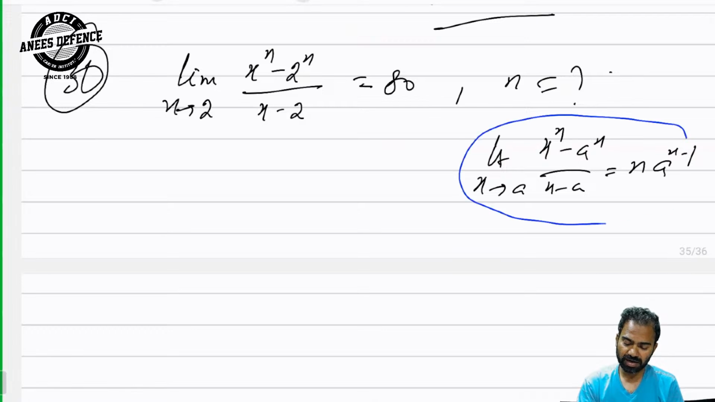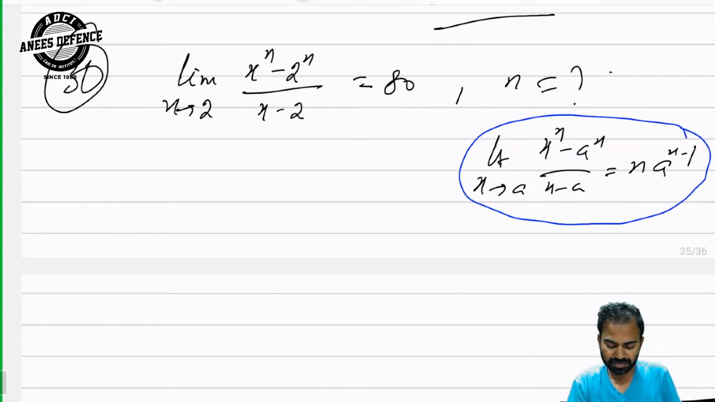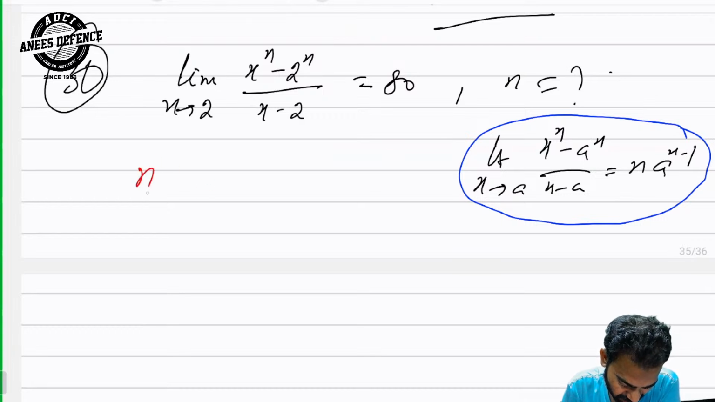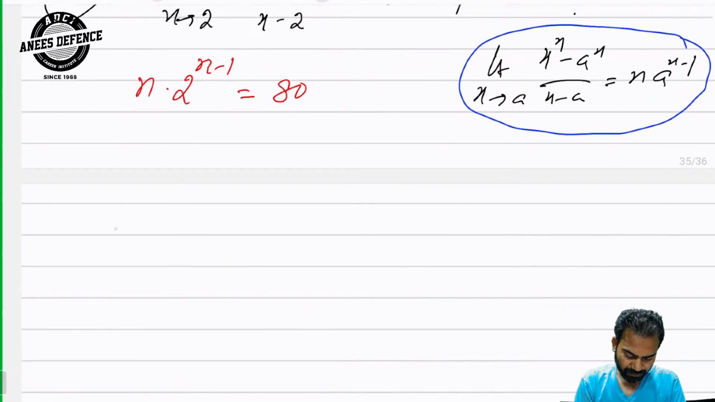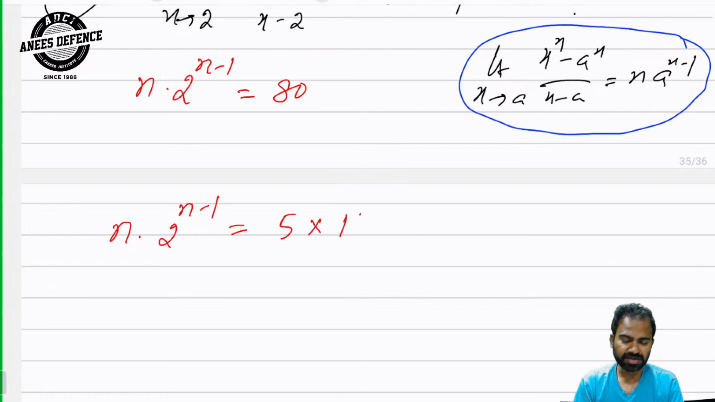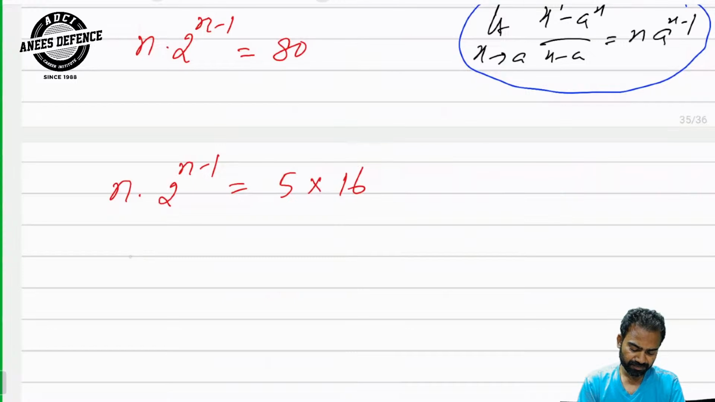I gave you the formula: limit x tends to a, x to the n minus a to the n upon x minus a, equals n into a to the n minus 1. So here it should be n into, in place of a, 2 to the power n minus 1, equals 80. Have to find n. So it will be 5 into 16. 80 will be 5 into 16. Any problem?